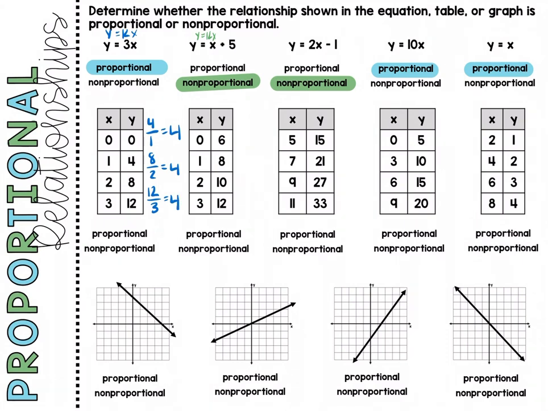So it goes through the origin, and it has all of them reduced to the same number. So yes, it is proportional.